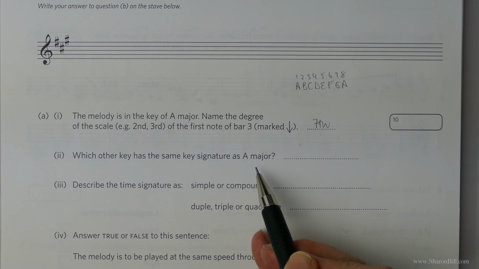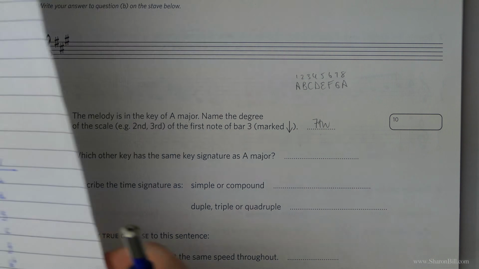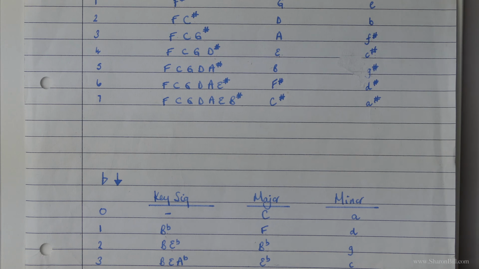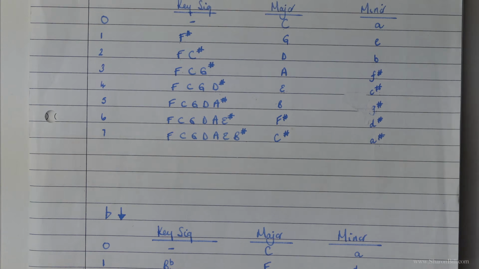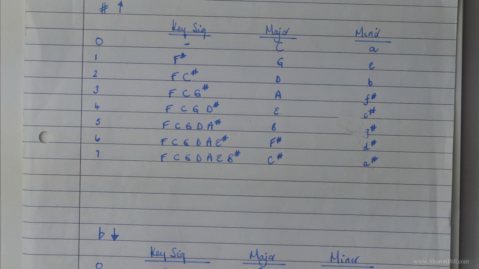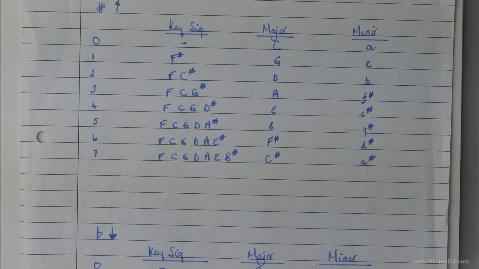Now, which other key has the same key signature as A major? We're thinking of the related minor key. If you have your circle of fifths written down before you start anything, all your thinking is done for this. If you're not sure how to do this, I suggest you have a look at my video, The Circle of Fifths. It's on the playlist Music Theory for Everyone. You'll find the link in the cards and the description.